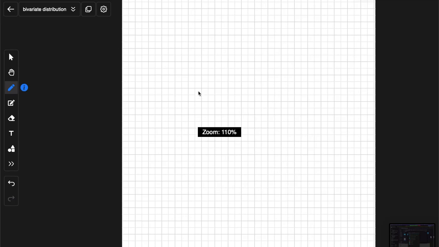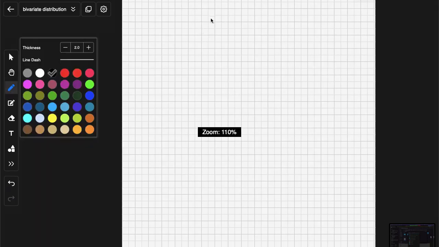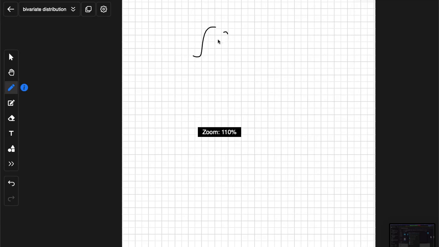Let's take another example for your double integral. Supposing we have x from 0 to 2, and then we have the integral where y takes values from 5 to 10, and we have x plus y.